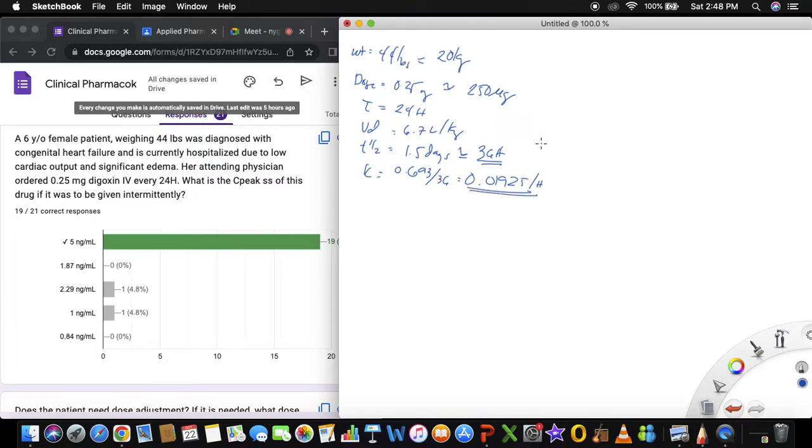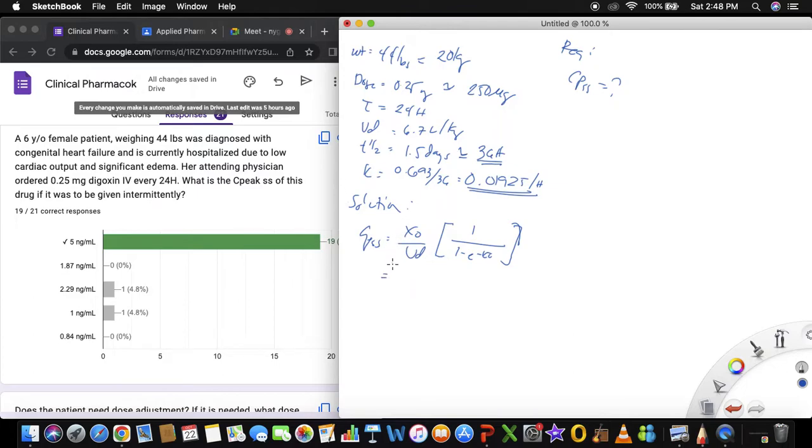Ang required natin would be CPSS equals unknown. And the solution, CPSS equals dose over VD times 1 over 1 minus e negative K tau. Dahil na-expect natin nasa steady state concentration na yung gamot, kaya 1 na siya. Hindi na siya 1 minus e negative K tau.